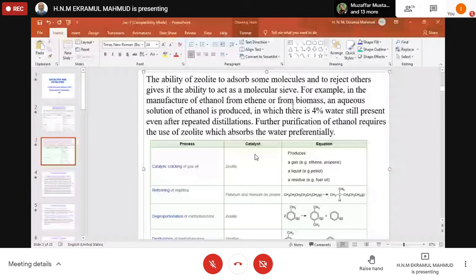For example, in the manufacture of ethanol, or ethene, from biomass, an aqueous solution of ethanol is produced in which there is 4% water still present even after repeated distillation. Do you know azeotropic mixture? Anybody can answer faster, please. Azeotropic mixture. Have you heard of that name?